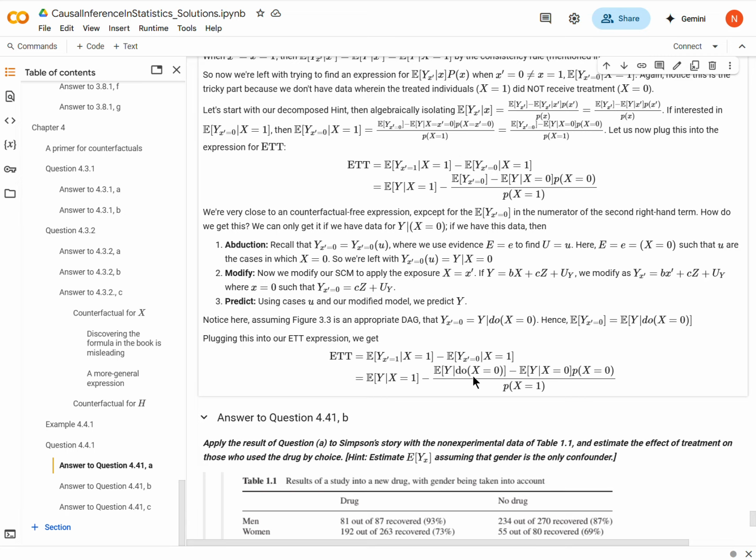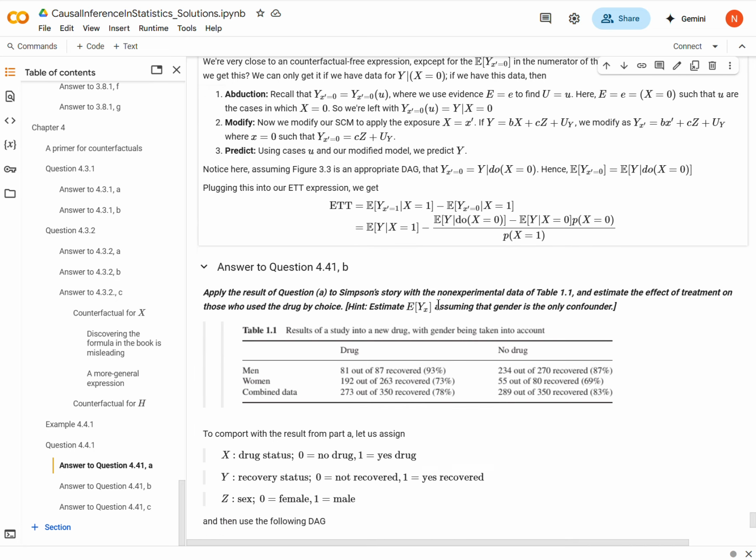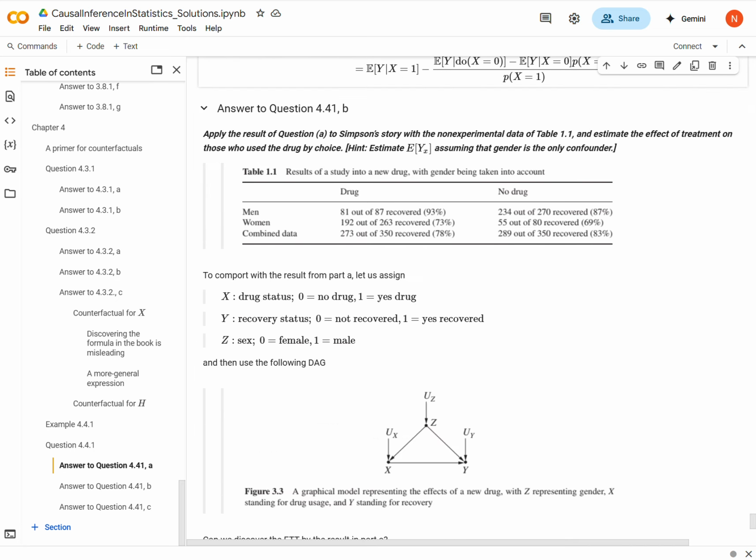So in other words, this expression, because we can close the backdoor, is equal to this expression. Okay, and for the do operator, as long as we can condition on the variables that would close all backdoor paths, well, then we have a counterfactual free expression for ETT. Okay. Well, now that we have that expression, we're going to try to use that expression with the data given here in table 1.1.